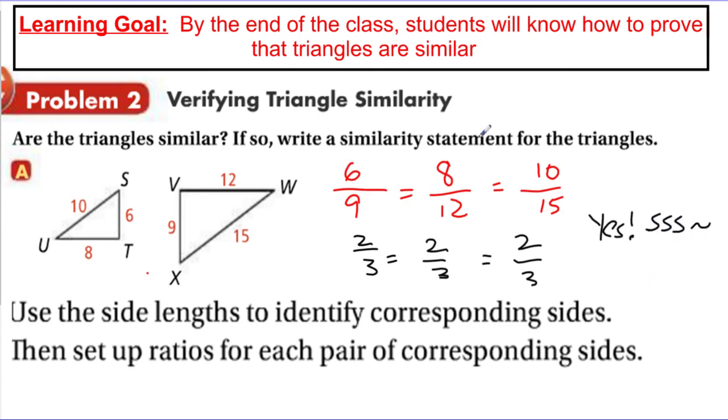And then it asks us to write the similarity statement. So I'm just going to say, let's name the first one triangle STU. And again, I'm just going to see how I name this one. I went small side, medium side, big side. So when I do this one, I'm going to do the same thing: small side, medium side, big side. I'm going to say this is similar to triangle XVW, and that would be enough to show that these are similar by side, side, side similarity.